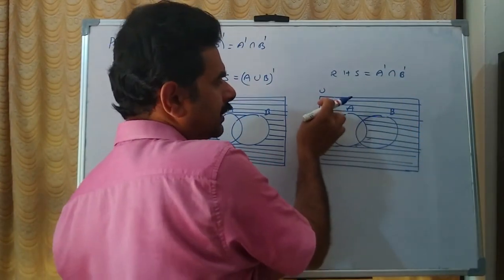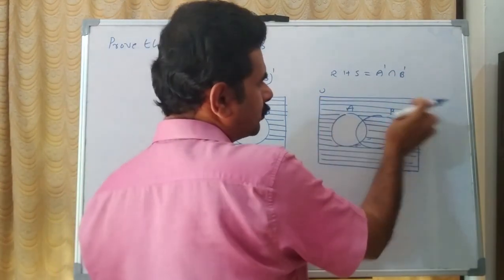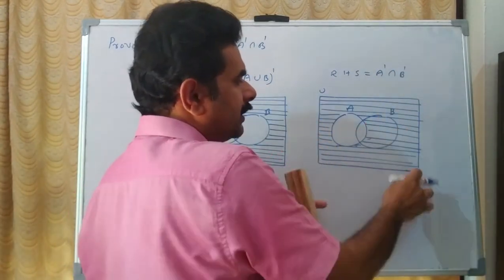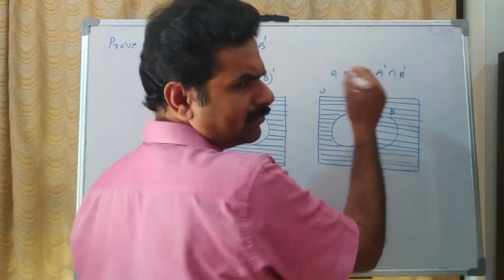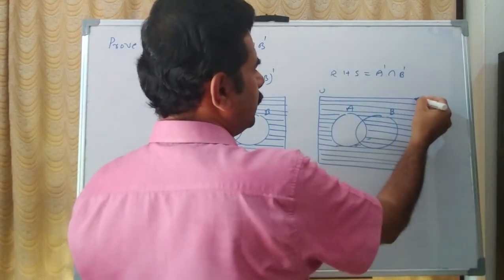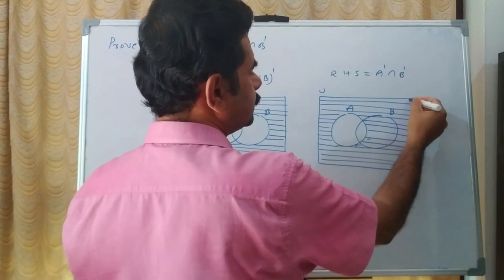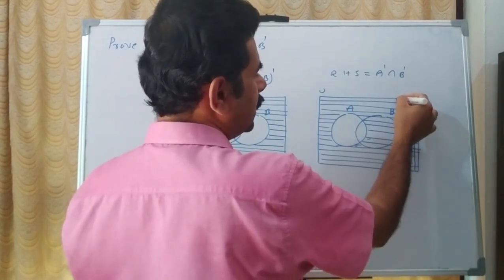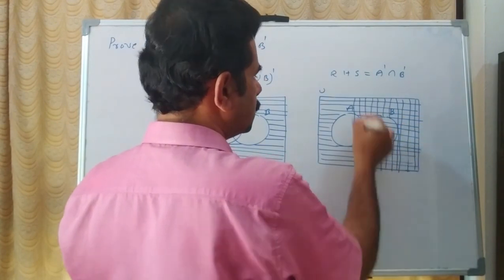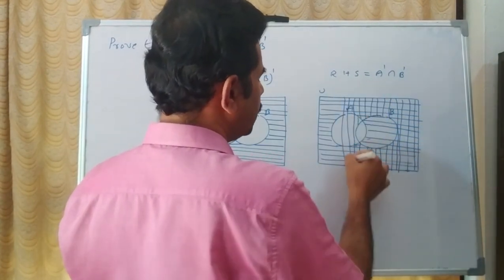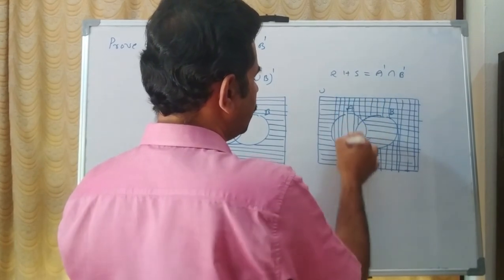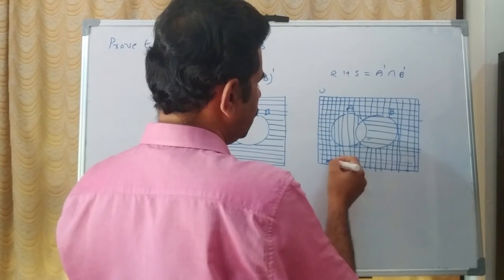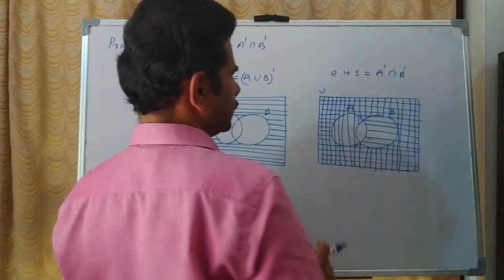So firstly I am shading A complement by using horizontal lines. Now to represent B, I am drawing vertical lines for B complement, to identify only. B complement means other than B, including A. So only B is freely spaced.